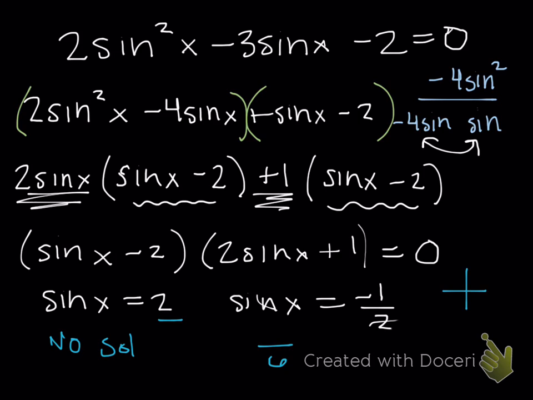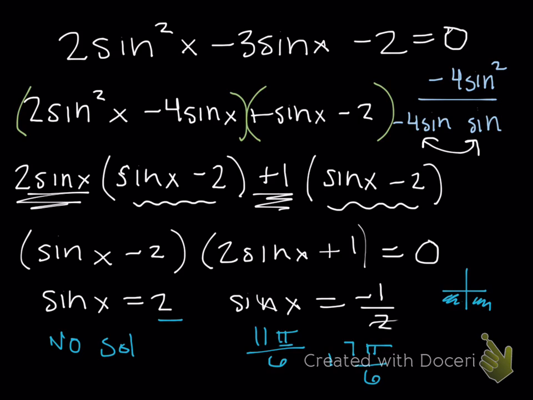And I know sine is negative in quadrants 3 and 4. So my answers would be 5 pi over 6 and 7 pi over 6. I was just kidding. This one should not be 5 pi over 6. This one should be 11 pi over 6, coming from our quadrant 4.